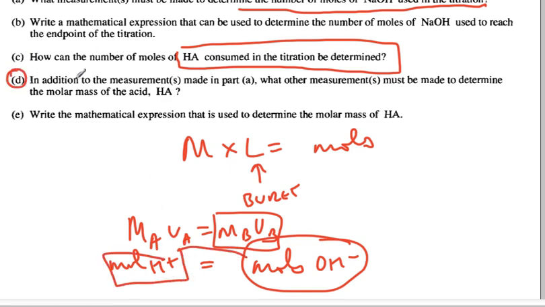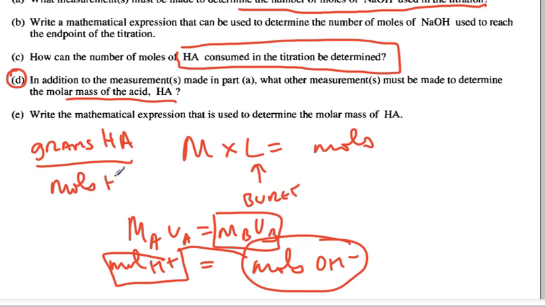And then the next question they ask is, in addition, what other measurements must be made to determine the molar mass of the unknown acid? When you go to find the molar mass of an unknown acid, what you do is you titrate it. You know how many grams of the acid you weigh out. So you basically weigh out a solid acid. So you have grams of HA. The way you figure out the molar mass of the unknown acid is you take the grams of the HA and you just divide by moles of H plus, found using MAVA equals MBVB.